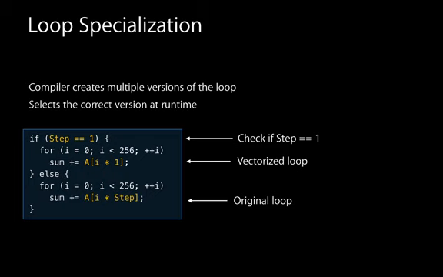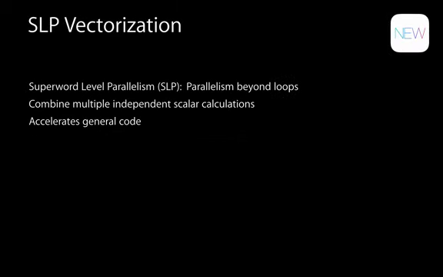So what do we do? Well, we've introduced a new optimization that's called specialization. What we do is we create multiple versions of the loop. In one version of the loop, we assume that step is equal to 1, and then we vectorize the code and make the code run faster. But in another version of the loop, we don't assume anything, and the code runs as is, scalar. And then we add code for selecting at runtime which version of the loop to run. If step happened to be 1, then we execute the vectorized version. But if step is not equal to 1, then we execute the regular version. This new feature allows the loop vectorizer to vectorize a lot more loops, and it's great.